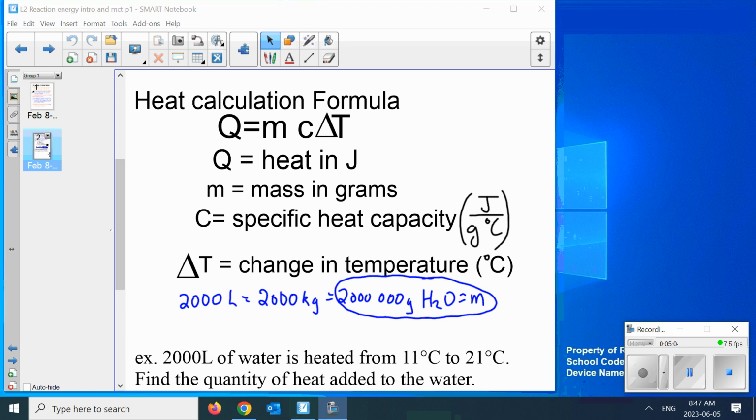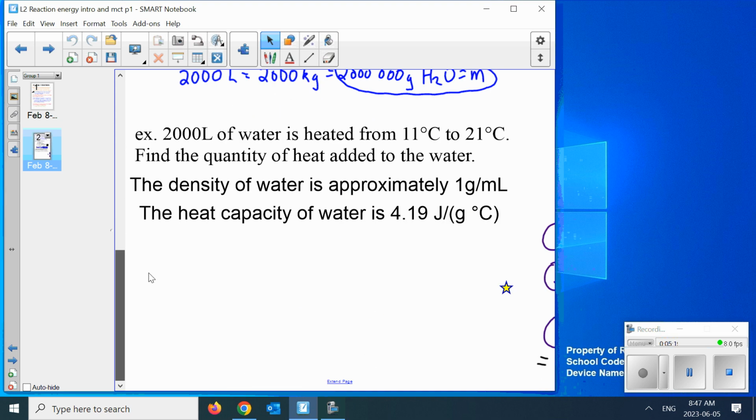Okay, as I was saying, anyways, Q equals MC delta T. We've seen this before. We'll continue using it. Hopefully we get some experiments and measure it. But let's just practice this. 2,000 liters of water is heated from 11 to 21 degrees Celsius. Find the quantity of heat added to the water.